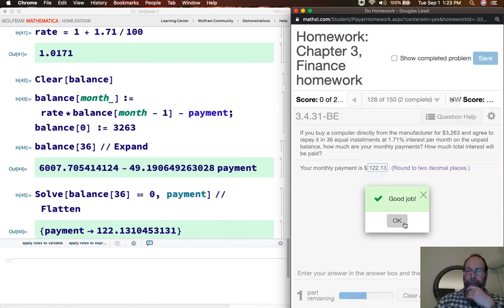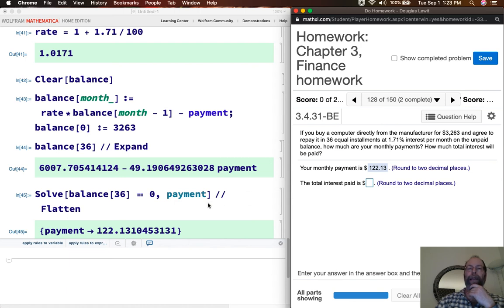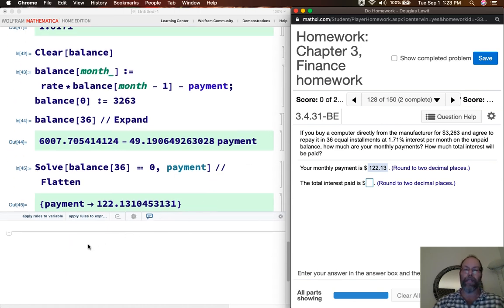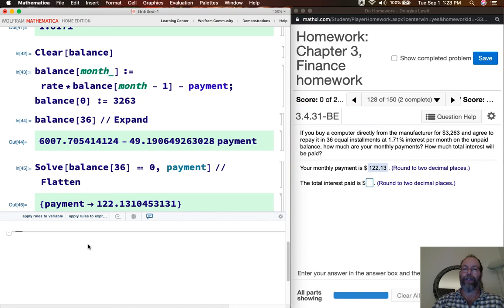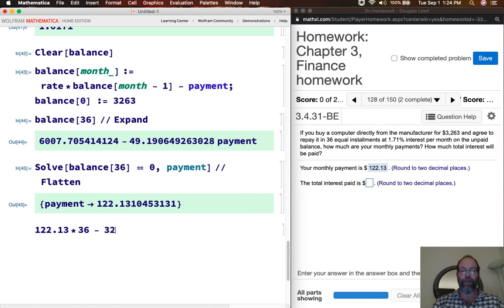Pearson agrees with me. The total interest paid is going to be, well, this one's easy. So $122.13 a month, times 36 months, minus, what do I pay? How much money did I initially borrow? It was this much. So minus 3263.